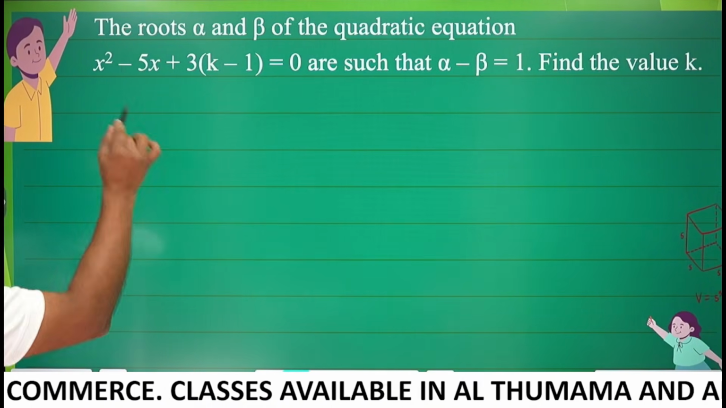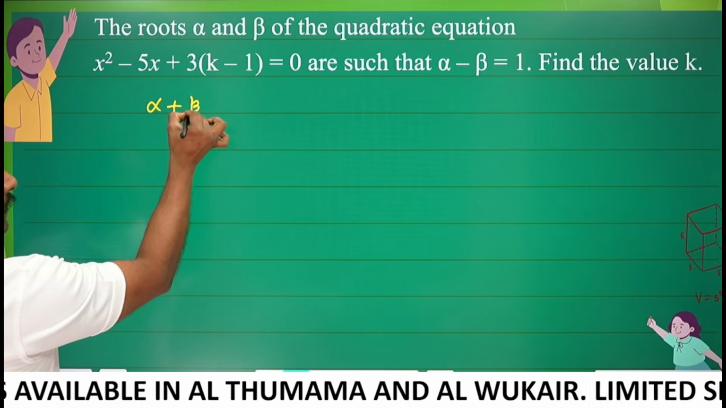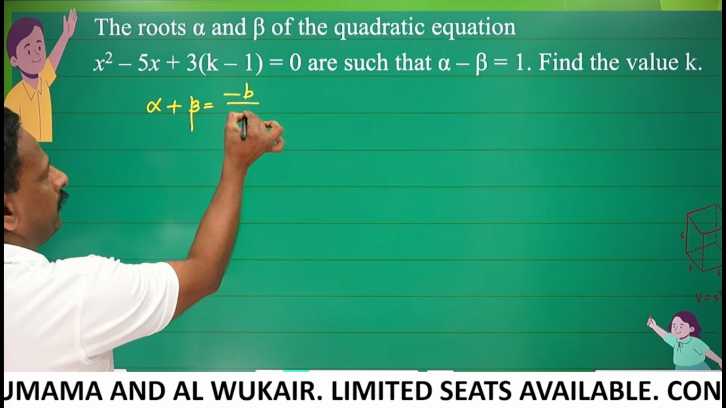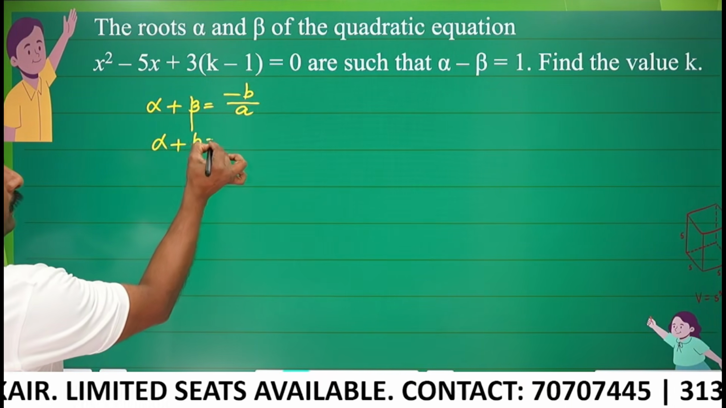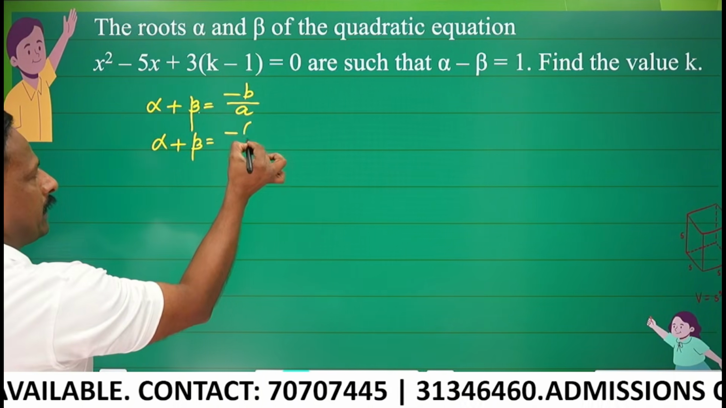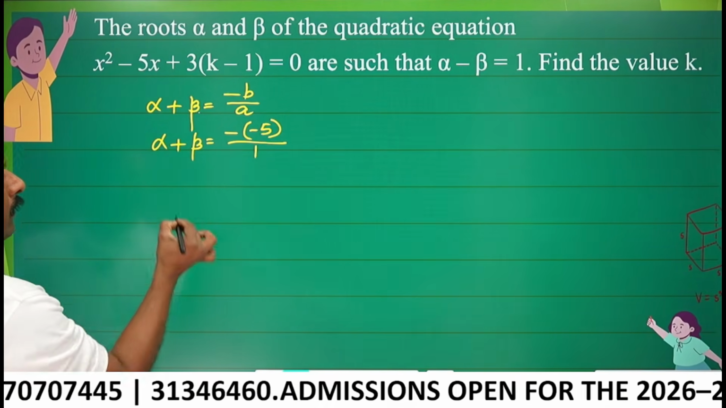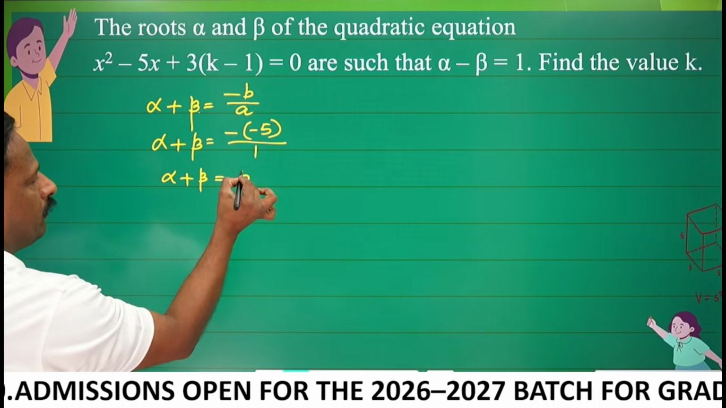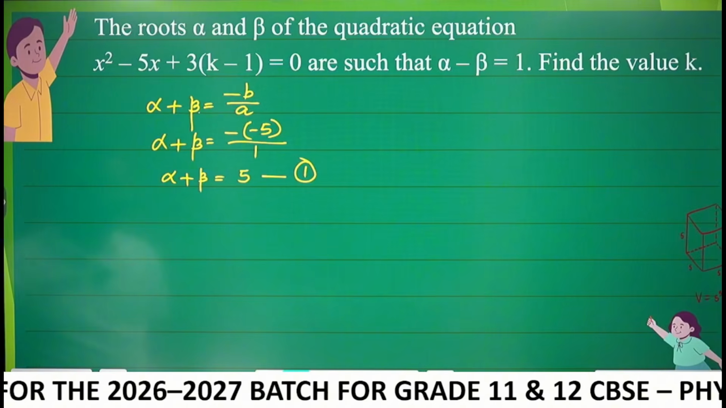So from that quadratic equation, what you can find is alpha plus beta. And what is alpha plus beta? Alpha plus beta is minus b by a. What is b? b is the coefficient of x, which is minus 5. a is the coefficient of x square, which is 1. That is alpha plus beta equals negative into negative is positive, that is 5. So we got one equation, alpha plus beta equal to 5.